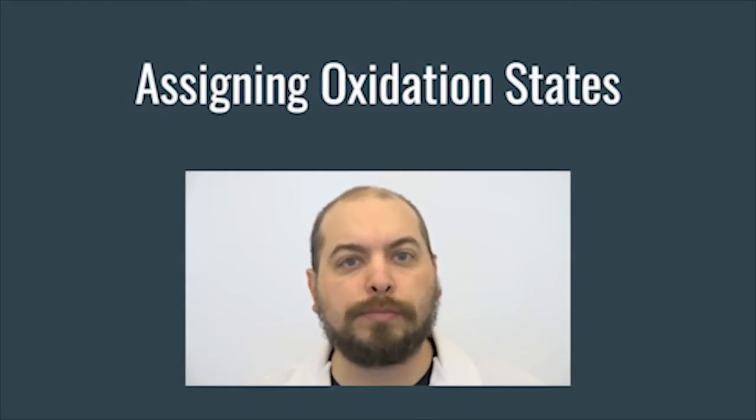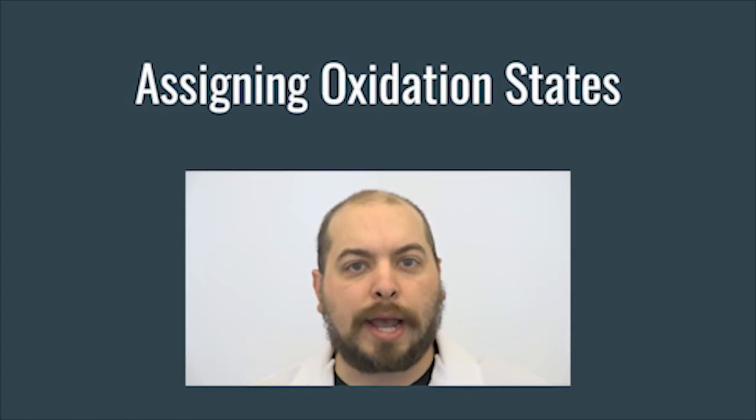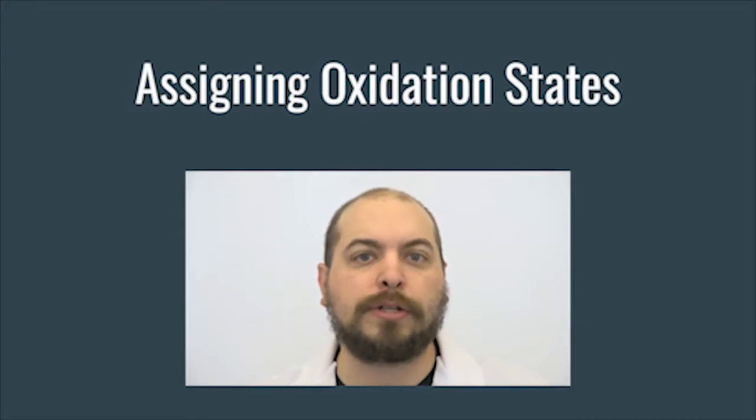in terms of when electrons move. Electrons can be transferred from one atom to another over the course of a chemical reaction, and we call that oxidation and reduction. So we're going to explore both of those things today: how to assign oxidation numbers and also how to recognize oxidation and reduction over the course of a chemical reaction. So let's go ahead and get started.